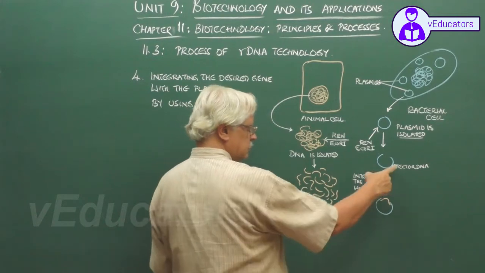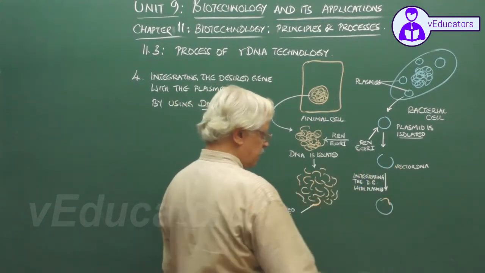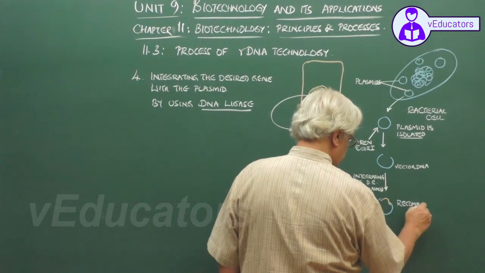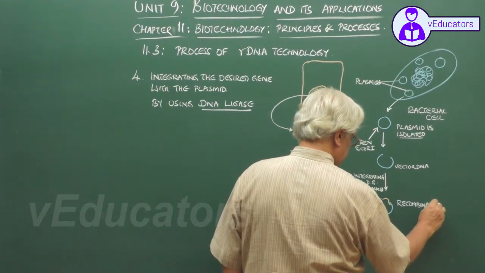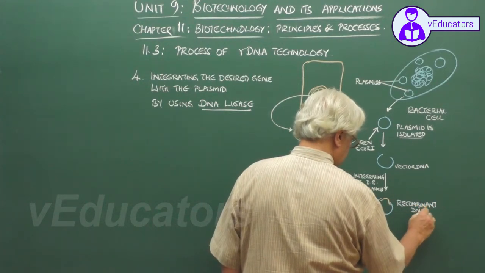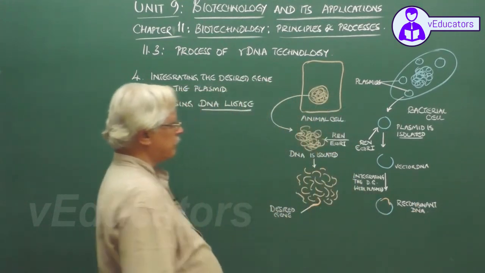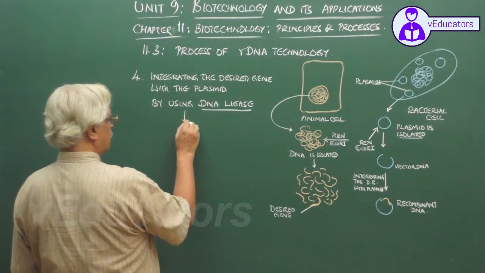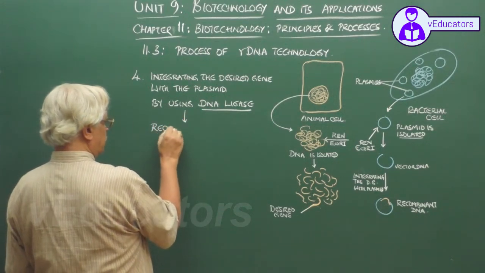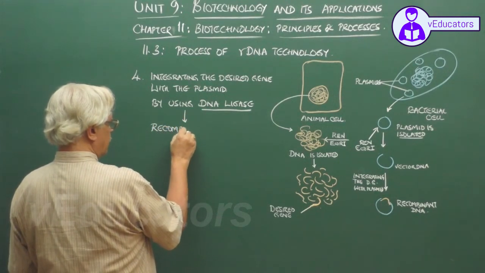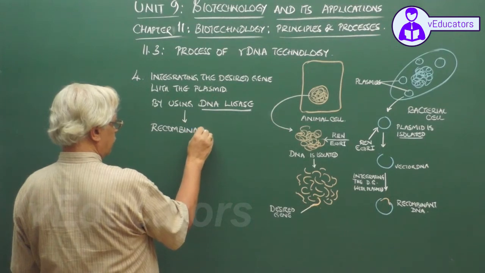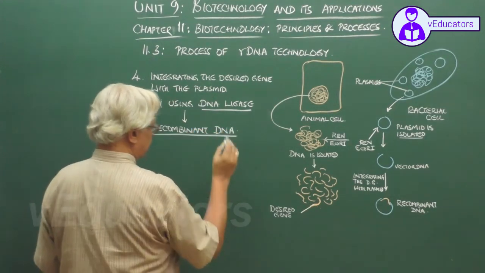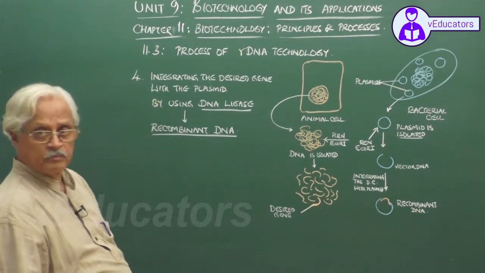The desired gene has been integrated with vector DNA, and now you have got the recombinant DNA. So the DNA that we obtained by this process is what is called the recombinant DNA.